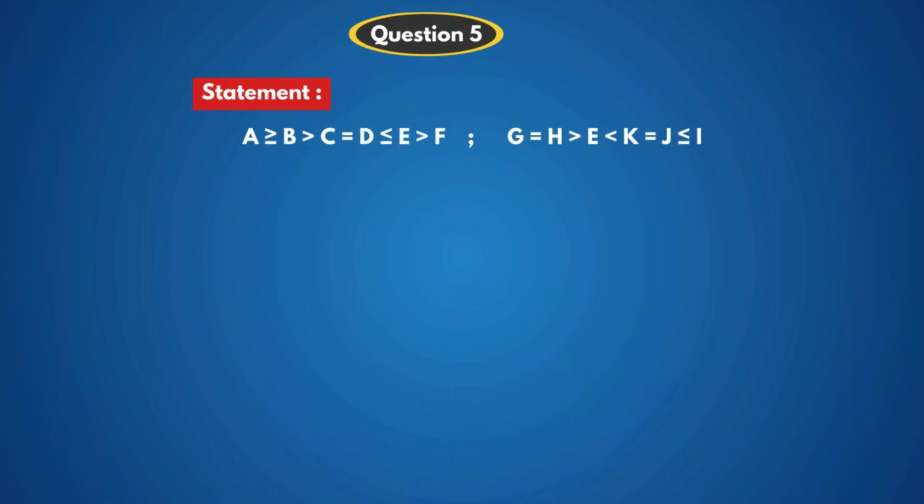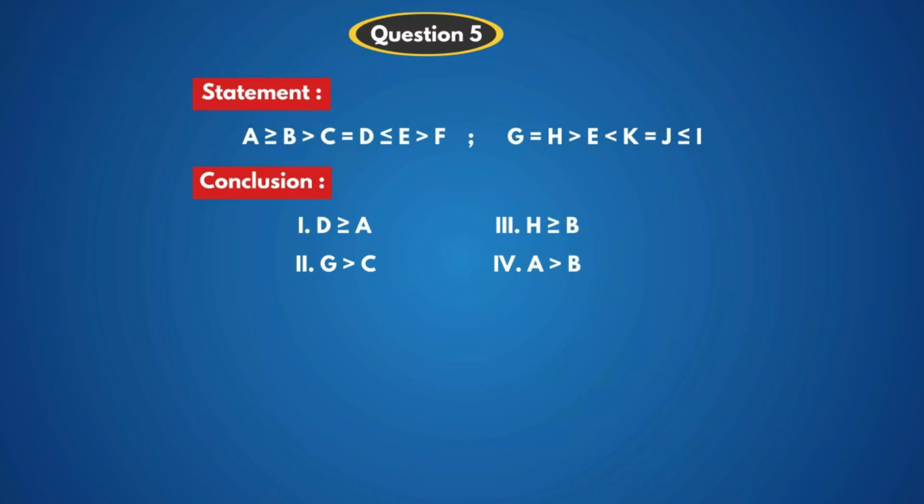Question number 5. Statement. A greater than or equal to B greater than C equal to D less than or equal to E greater than F. G equal to H greater than E less than K equal to J less than or equal to I. Conclusions. Conclusion 1. D greater than or equal to A. Conclusion 2. G greater than C. Conclusion 3. H greater than or equal to B. Conclusion 4. A greater than B.